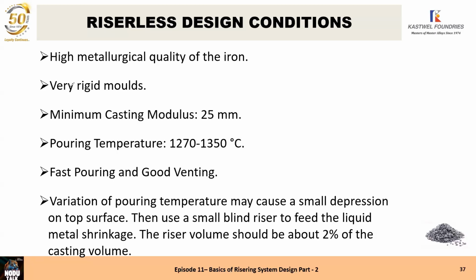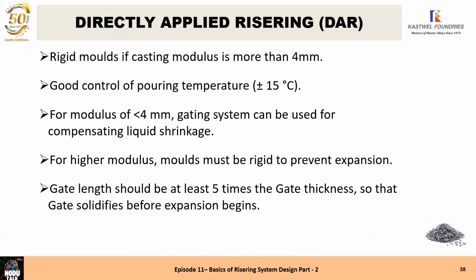So in riserless casting, at the most, we may have to use a small riser at the top if there is a small shrinkage of about 2% of the casting volume. Directly applied risering is the third method of risering we'll be discussing. What are the conditions required?